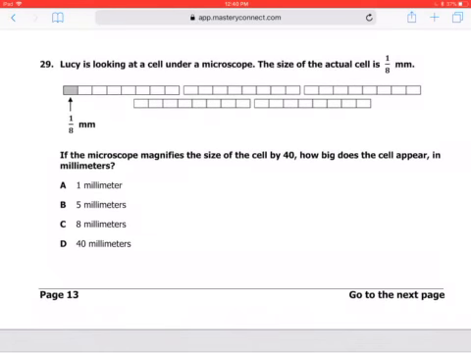29. Lucy is looking at a cell under a microscope. The size of the actual cell is 1/8 millimeter. If the microscope magnifies the size of the cell by 40, how big does the cell appear in millimeters?